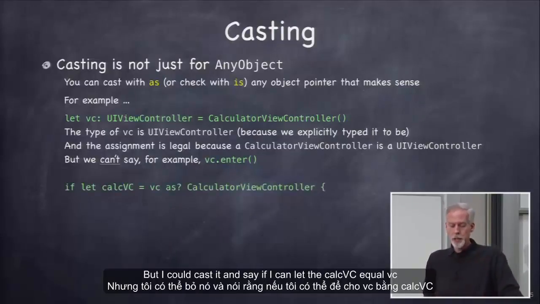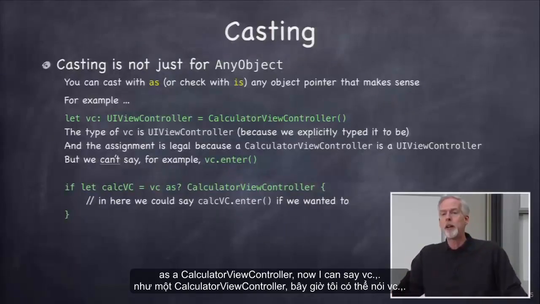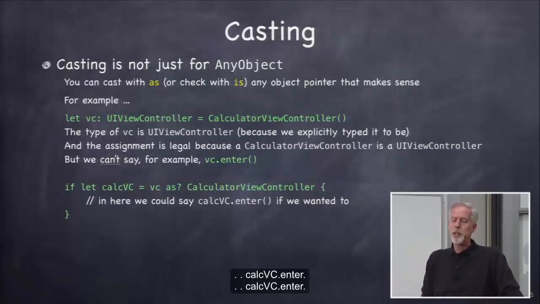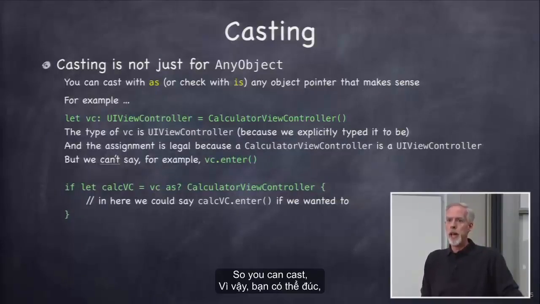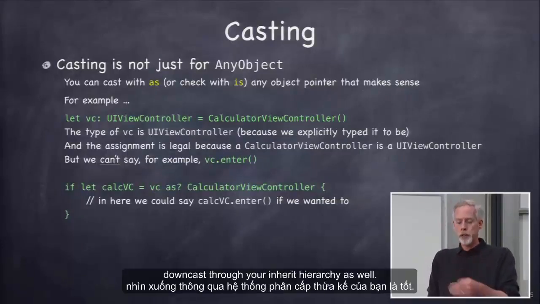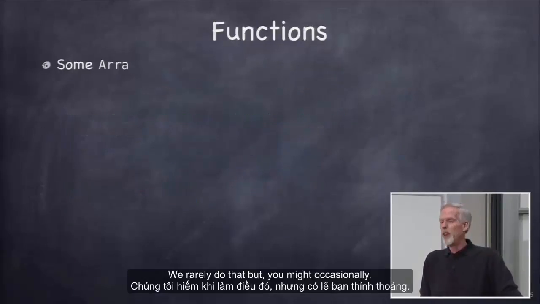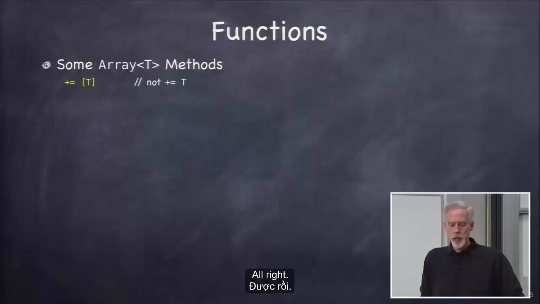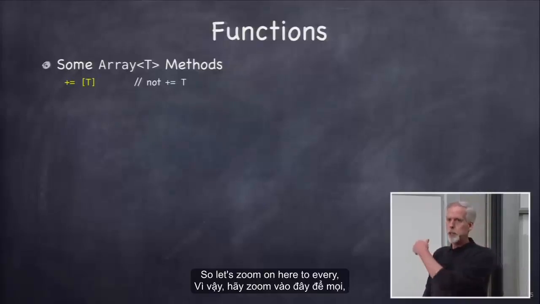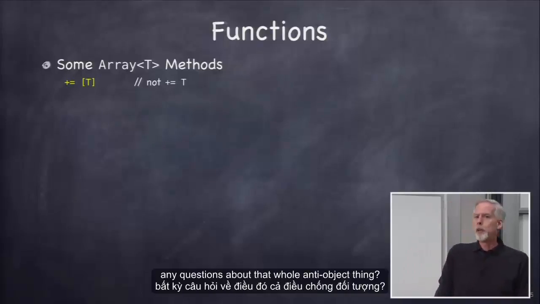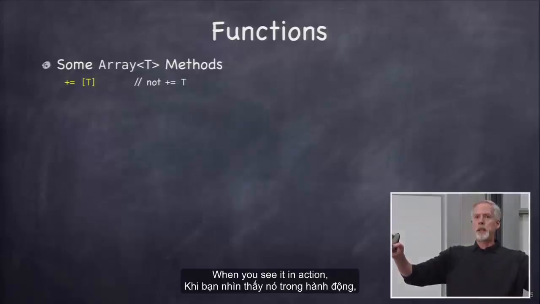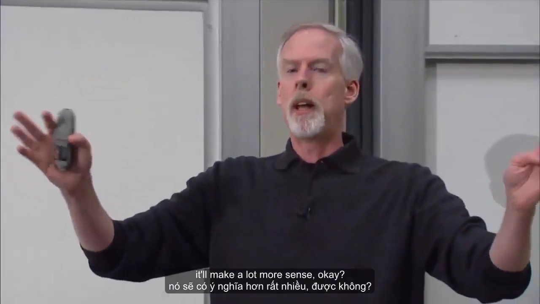But I could cast it and say, if let calcVC equal vc as CalculatorViewController, now I can say calcVC.enter. Okay? So you can cast, downcast through your inheritance hierarchy as well. You rarely do that, but might occasionally. All right, so let's pause here for any questions about that whole AnyObject thing. When you see it in action, it'll make a lot more sense.